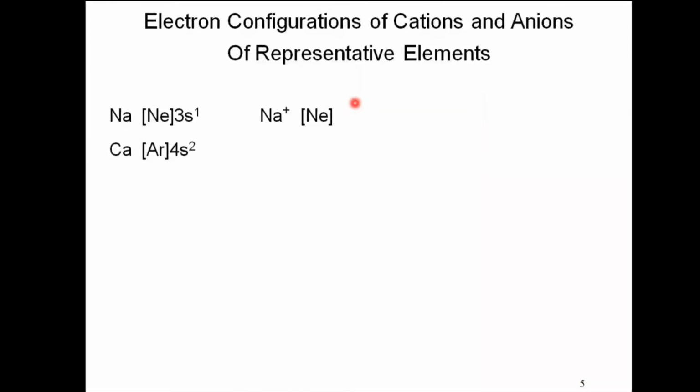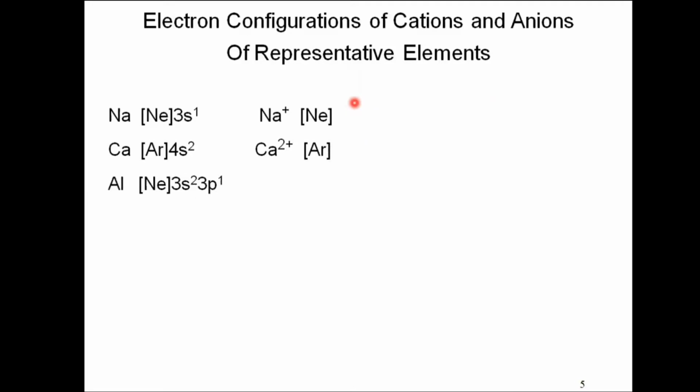Similarly, calcium has 4s2 outermost electronic configuration and is argon 4s2. So it needs to lose 2 electrons to achieve argon electronic configuration. So calcium is stable as Ca2+, because here it attains an electronic configuration similar to argon.